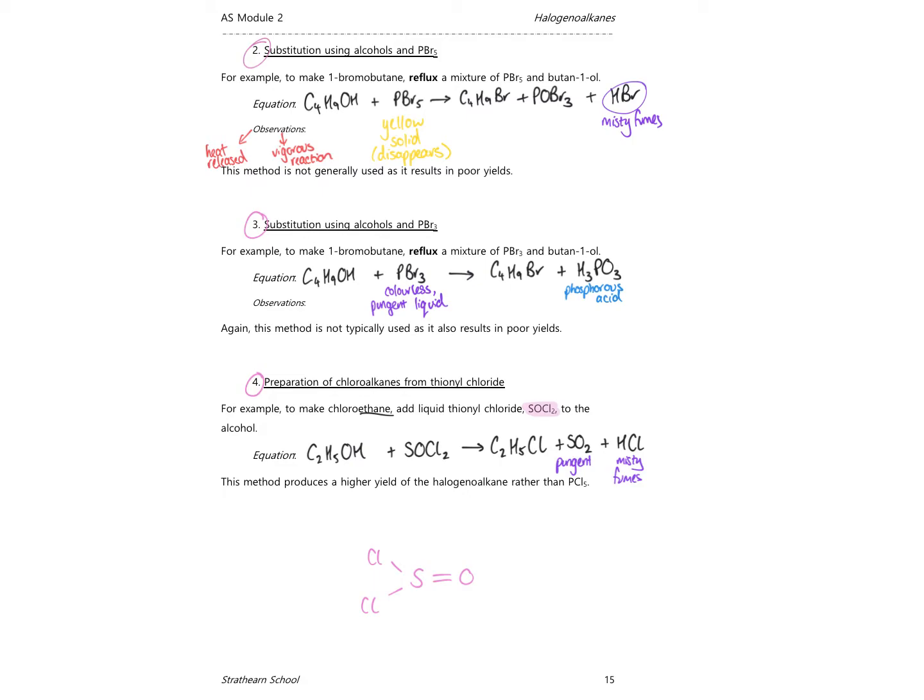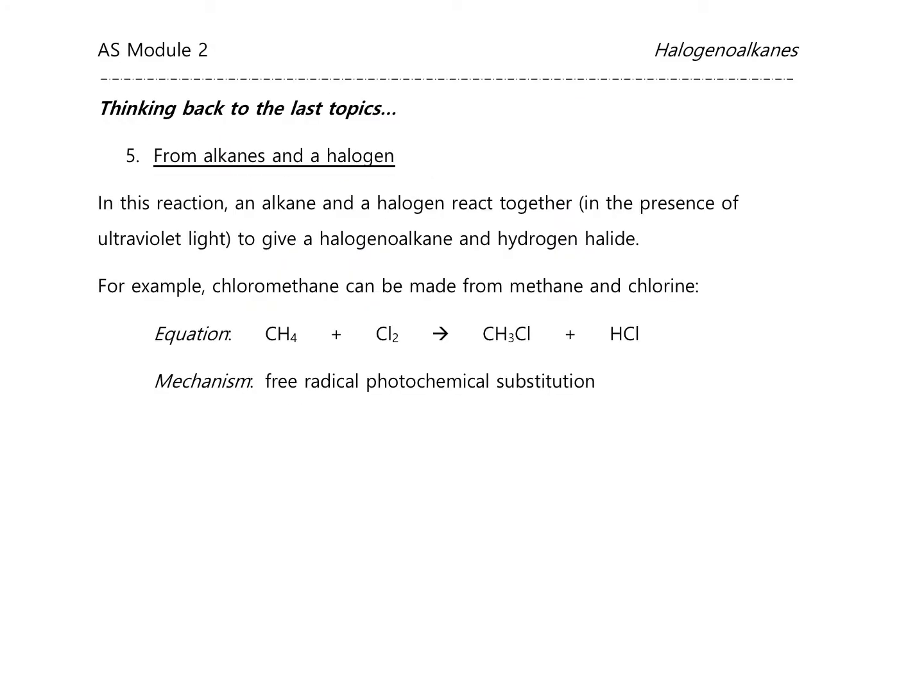So the reactions on this page and the previous method of preparation of 1-bromobutane from butanol, those are all new methods of preparation. Those are all reactions that you haven't met before. But we're going to look just at 2 more ways of making halogenoalkanes, which we've actually seen before in our alkanes and alkenes topics. So this is where we start to see the link between our different organic chemistry topics.